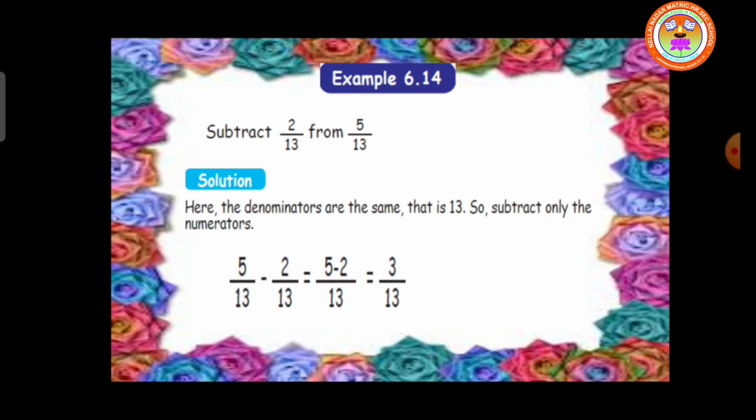Example 6.14. Subtract 2 by 13 from 5 by 13. Students, here the denominators are same, that is 13. So subtract only the numerators. What we have to do? We have to subtract 5 by 13 minus 2 by 13. So take the denominator as common. So 5 minus 2 by 13. What is 5 minus 2? 3. So the answer is 3 by 13. Yes? Next.